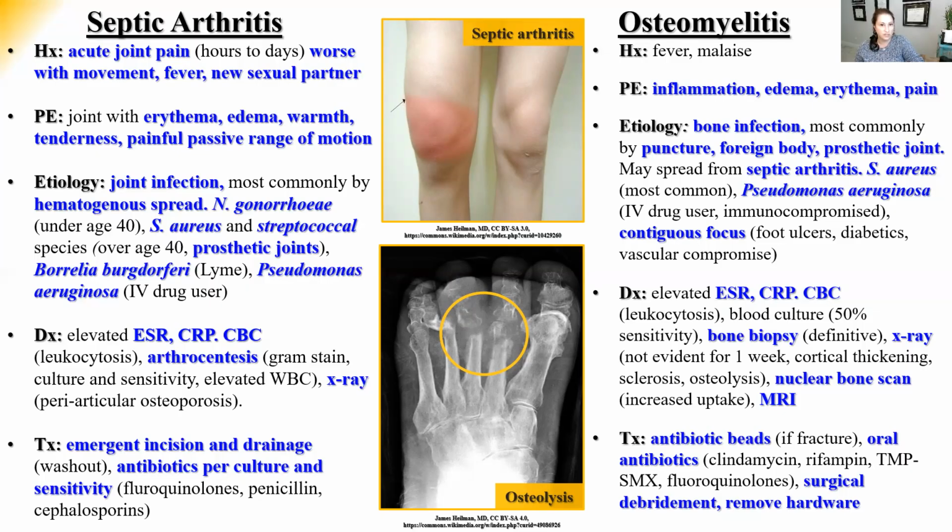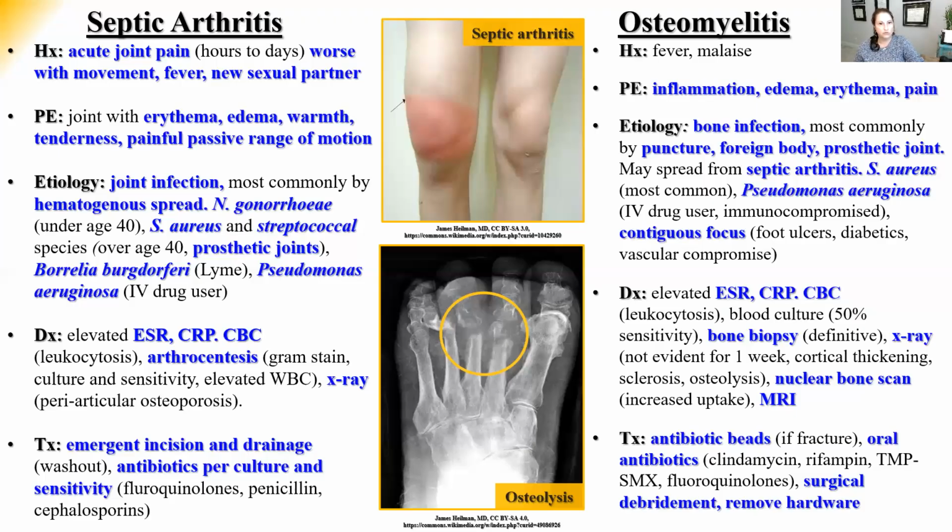So Staph aureus is going to be our most common. Pseudomonas, again, in our IV drug users and our immunocompromised patients. We can also have a contiguous focus, a spread from diabetic foot ulcers or people who have vascular compromise in their extremities. Elevated SED rate, CRP, CBC shows leukocytosis. The blood culture has about a 50% sensitivity, but a bone biopsy is our definitive test for osteomyelitis.